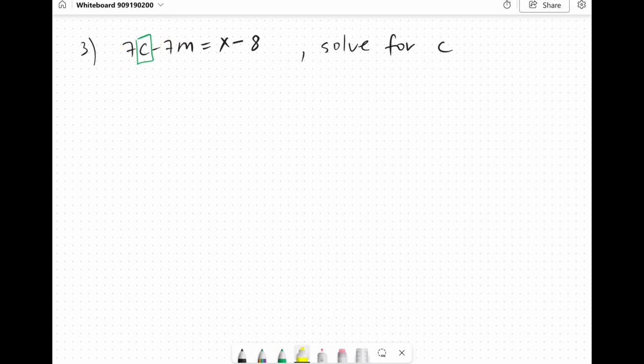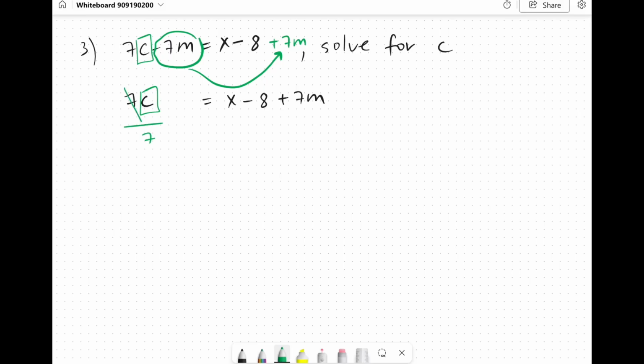So I'm going to first take my negative 7m and move it here to the right by doing the opposite, which is addition. So 7c equals x minus 8 plus 7m. Now again, our goal is to get the c by itself, so 7 needs to be removed through division, and I will divide by 7 on the left, which cancels the 7's, leaves me with the c. And I also have to divide the whole right side by 7.